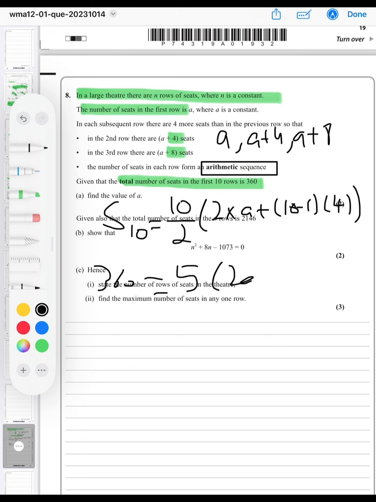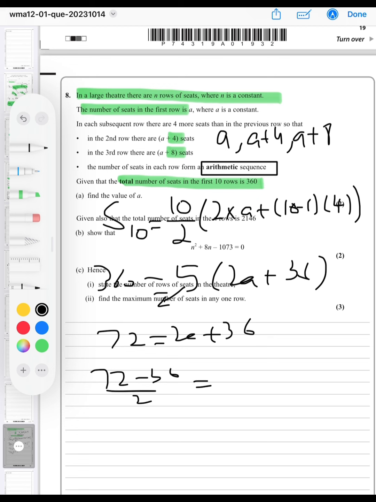5 times (2A plus 9 fours, which are 36). So 5 will come to this side. 360 by 5 will be 72 equals 2A plus 36, and 72 minus 36 upon 2 will be 18. So A is 18, the first row is 18. If the first row is 18, then the second will be 22, and the third will be 26. The third will be 30.